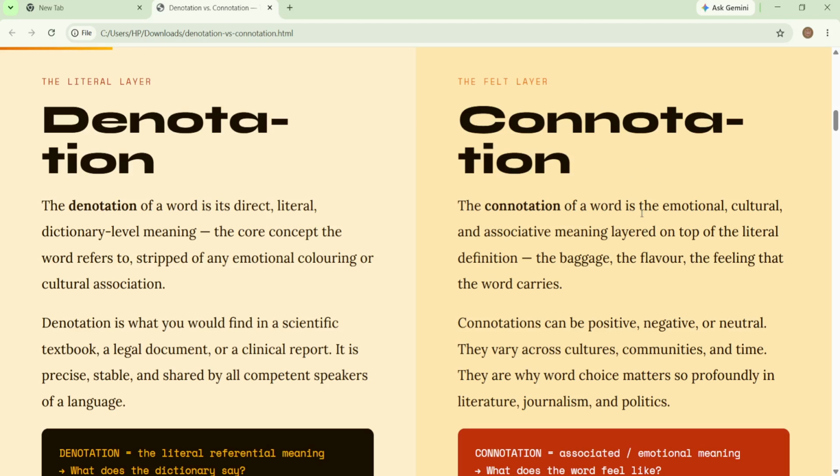Whereas connotation is the emotional, cultural, and associative meaning layered on top of the literal definition, the baggage, the flavor, the feeling that the word carries. While connotations can be positive, negative, or neutral, they vary across cultures, communities, and time. They are why word choice matters so profoundly in literature, journalism, and politics.